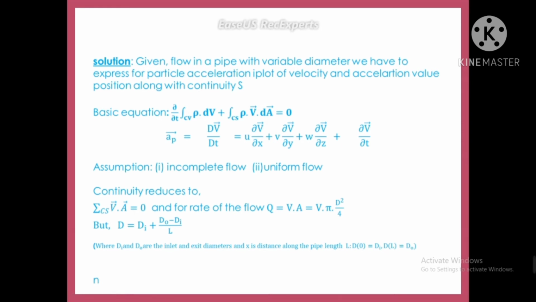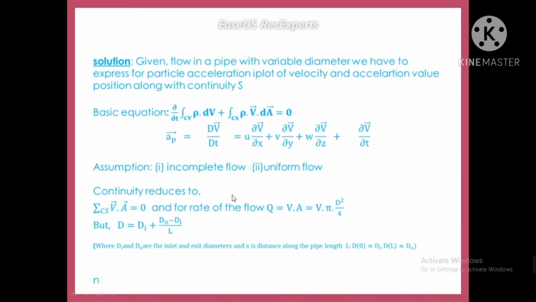Going towards the solution, the diameter changes linearly. For flow in a pipe with variable diameter, we have to express the particle acceleration and plot velocity and acceleration versus position, along with the continuity equation. Here is the basic equation of continuity. The assumptions are incompressible flow and uniform flow. We get the diameter of the pipe, where L is the length and x is the distance. By continuity, we know that A1 V1 equal to A2 V2. Then we find the velocity expression from this equation.